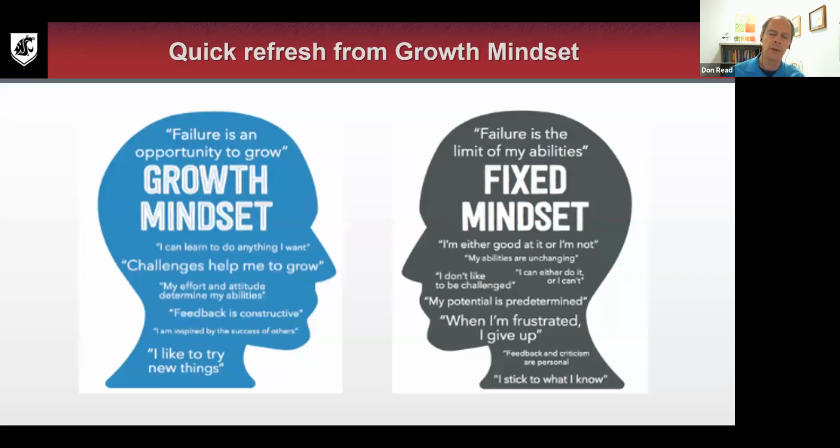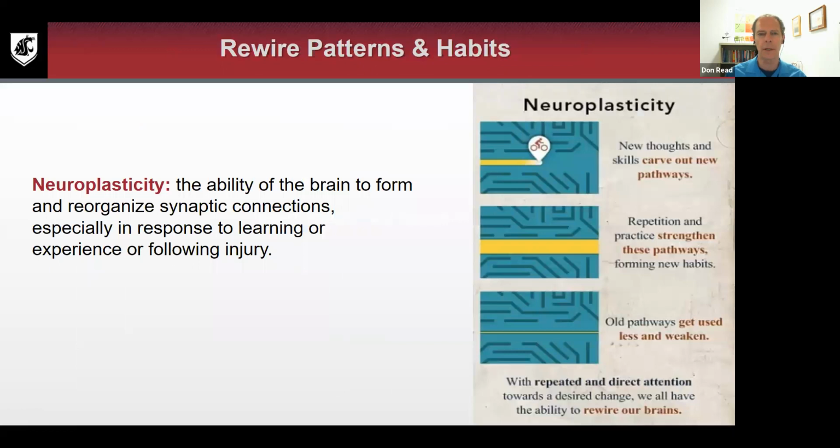But in general, what is your overall approach? Fixed mindset basically says, I'm either good at it or not. The other side of that, growth mindset, is I can learn to do anything I want. Challenges can help me grow. So going back to the very first slide and the very first true-false question, I think all of you said yes, we can learn and grow, and that's a great representation and extension of what we were talking about in growth mindset. So let's start talking about how we use some of the mechanics of what's going on inside our brain and inside of us that actually helps us.